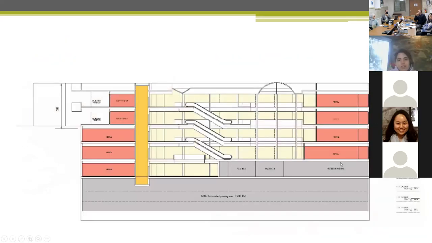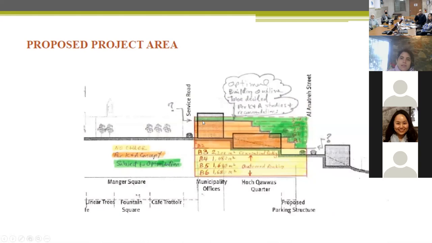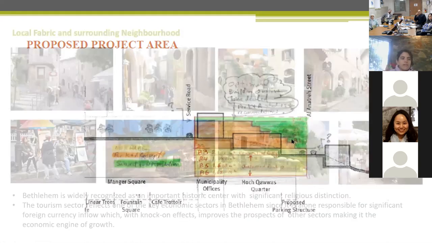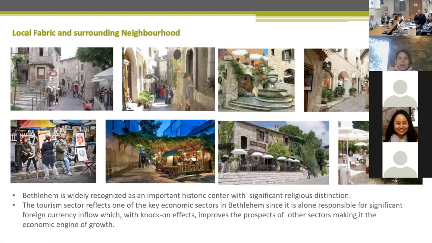You can see it's a very large construction. So when we saw this design, we asked them to submit something more staggered that takes into account the local fabric and the surroundings. The highlighted area in green was the optimal solution that they presented to us, and we asked them to rethink their design and present something that takes the surroundings into account. We asked them to come up with something that mimics the old souks of Beit Lahem and the alleyways. We also wanted direct visual access to Manger Square.